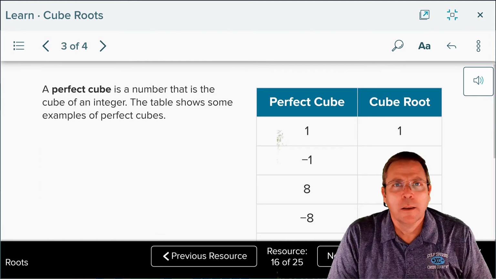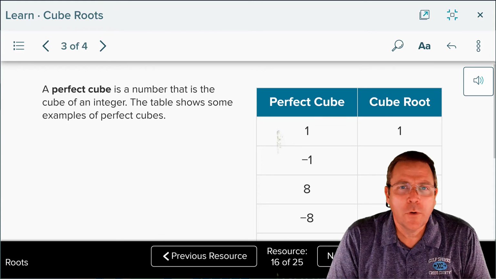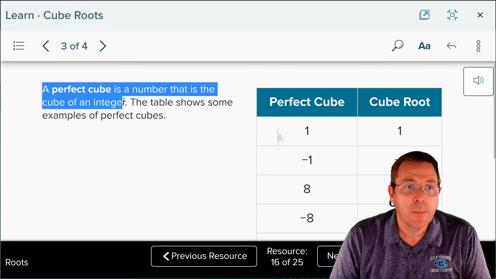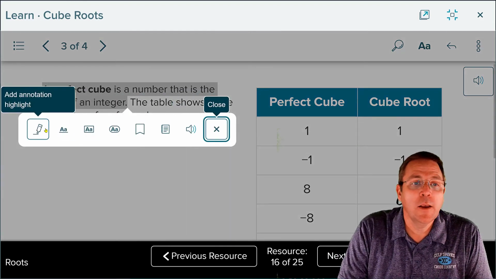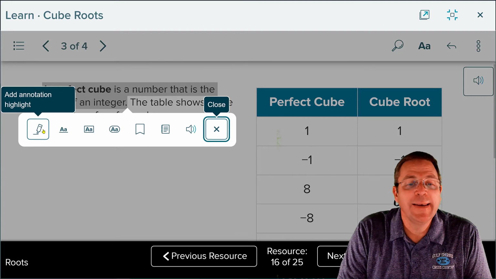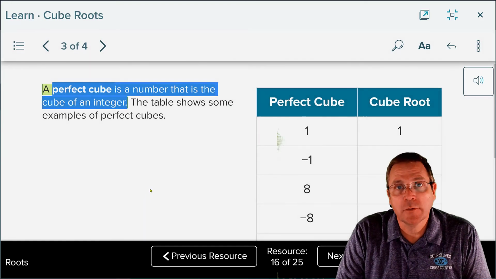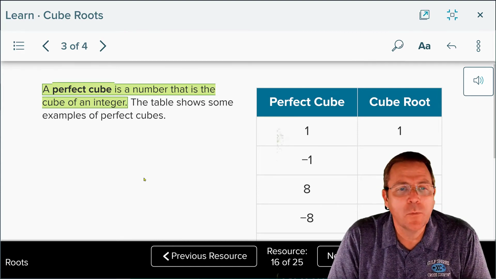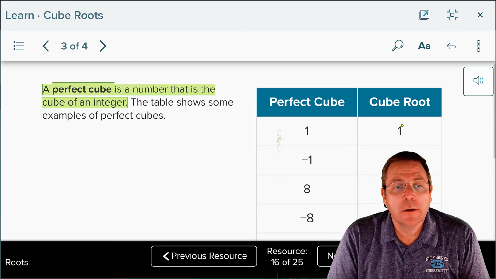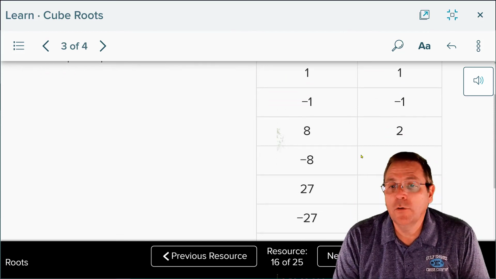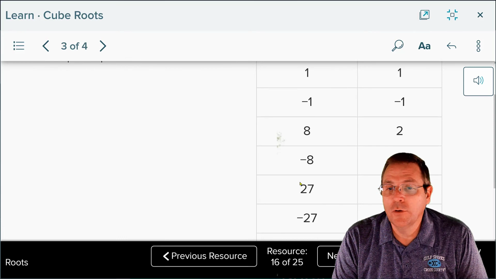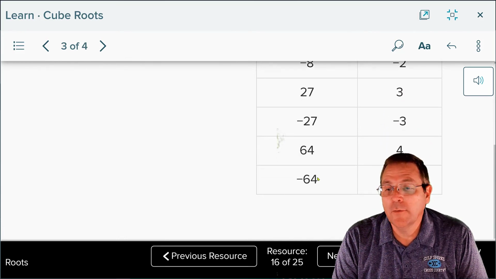Now we learned earlier that a perfect square was going to be the square of a whole number. A perfect cube, well, that's going to be the same thing, only now it is going to be the cube of an integer, which means could be a positive or could be a negative. And I think actually perfect square, they use the term integer too, because that would work. The table shows some examples of perfect cubes. 1 cubed is 1, negative 1 cubed is negative 1. 2 cubed is 8, negative 2 cubed is negative 8, 3 cubed is 27, negative 3 cubed is negative 27, and so on.